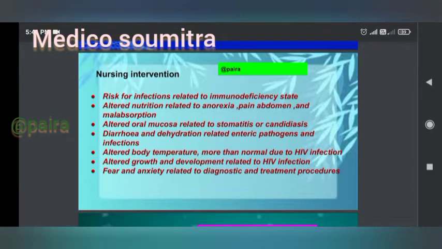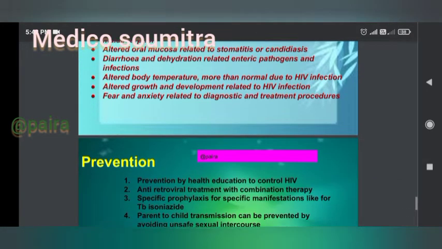Next we'll see the nursing interventions. What are the nursing interventions? You can see by your own. Risk for infections related to immunodeficiency state, altered nutrition related to anorexia, abdominal pain and malabsorption, altered oral mucosa related to stomatitis or candidiasis, diarrhea and dehydration related to enteric pathogens and infections, altered body temperature more than normal due to the HIV infection, and fear and anxiety related to diagnostic and treatment procedures.